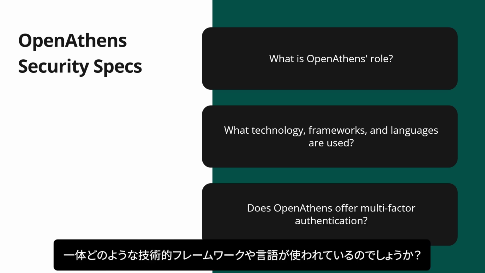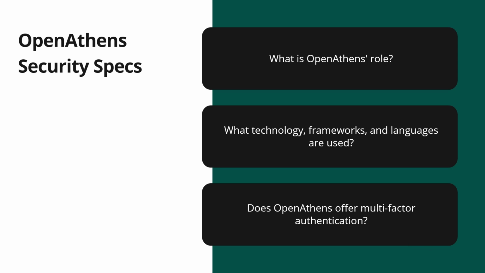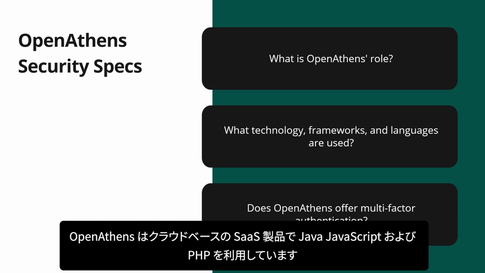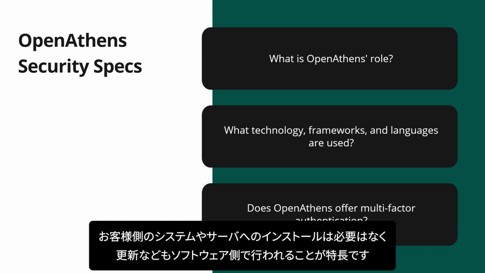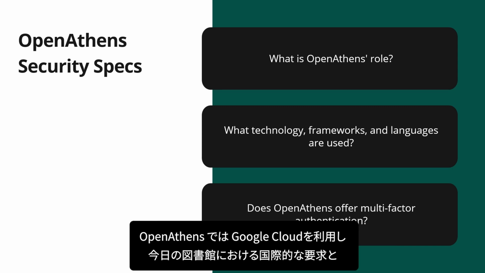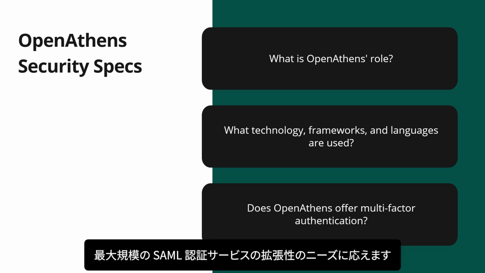What technology, frameworks, and languages are used? OpenAthens is a cloud-based software as a service product that uses Java, JavaScript, and PHP. Nothing needs to be installed locally, and server-side upgrades do not require changes on the client side. OpenAthens uses the Google Cloud to reach the global demands and scalability needs of the largest SAML authentication service in libraries today.